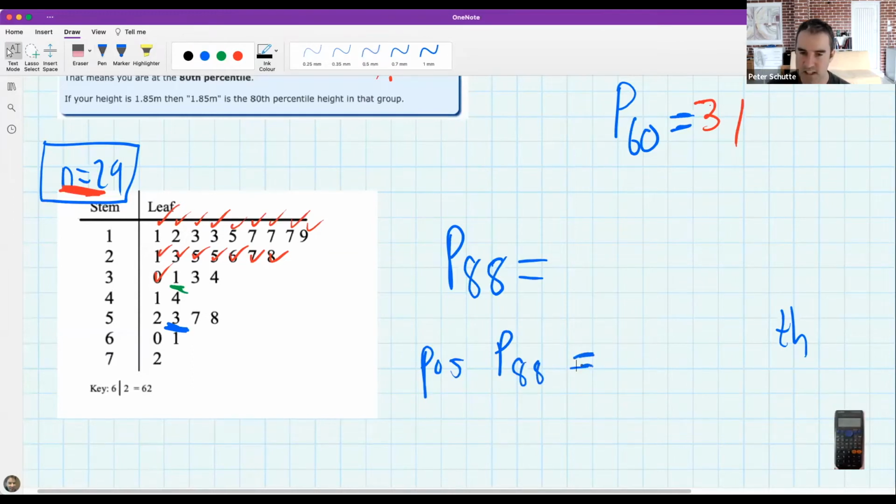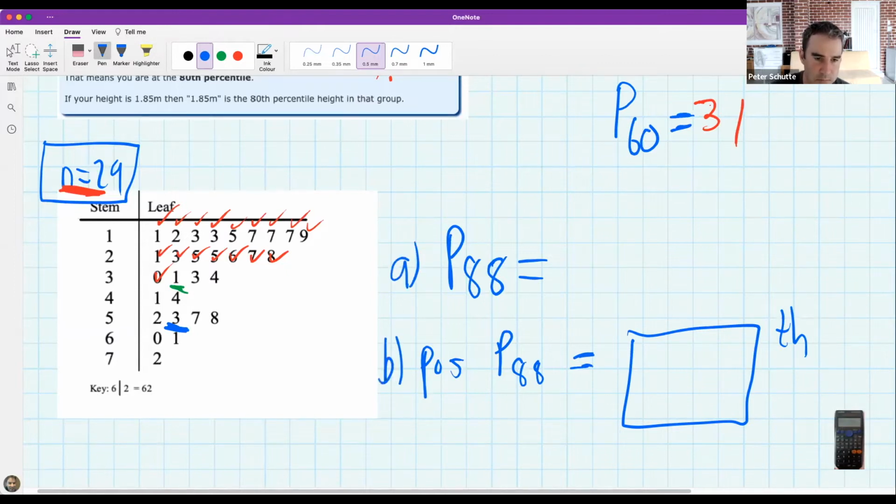I want to see, if this is a fraction, what do I need to do? What's the rule with percentiles? But go ahead first, and then in the chat, I want you to put the position. We'll call this answer A and this answer B. So find me the 88th percentile.